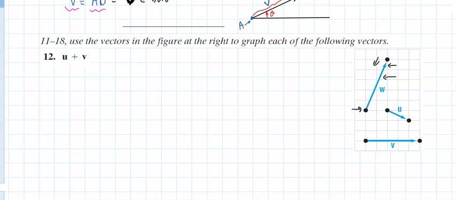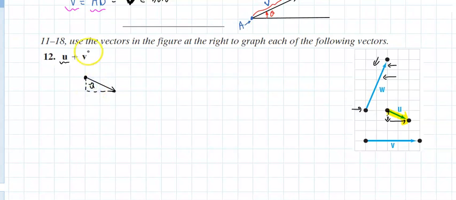So this says take vector u, and vector u is right there. If you notice what vector u does, u shifts one unit down, two to the right. So if I take a point and I drop it off, that is going to shift one down, two to the right. I'm going to assume those units are the same. That's vector u.